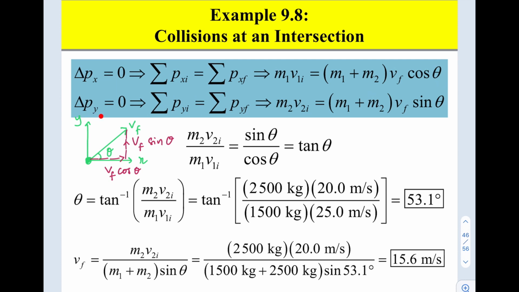Now conservation of momentum in terms of the y component. Initially, only object 2 has initial velocity in terms of y. Object 1 has no velocity in terms of y, which is why the initial momentum for object 1 in terms of y is 0. In terms of final momentum, both vehicles move with the same speed and angle, so V final sin theta is the y component.